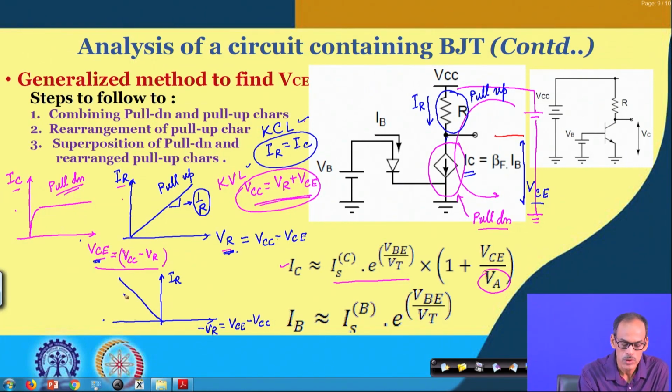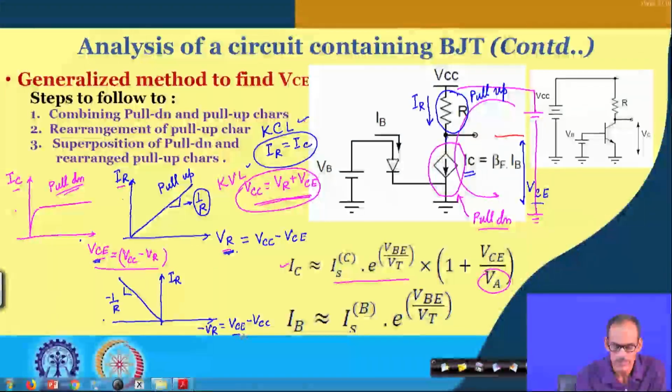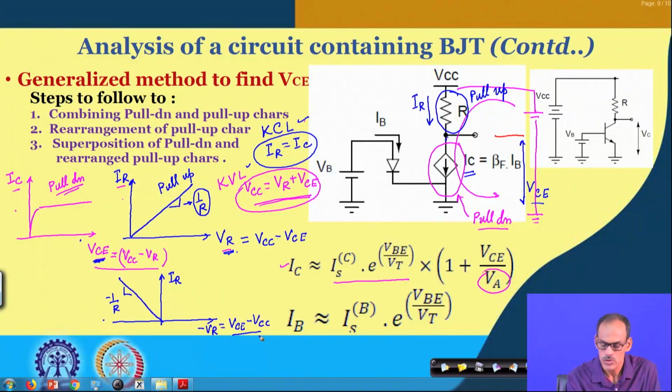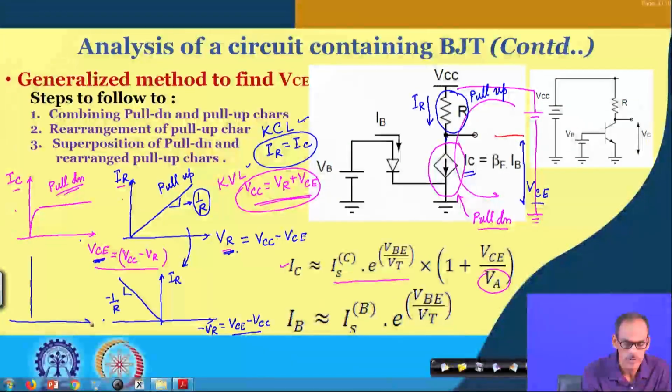So, the slope of this characteristic, namely the pull up characteristic in this graph, will be 1 by R, but of course with a minus sign. Now, this x axis of this graph is still not consistent with VCE, as it has the minus VCC part. So, what we can do is add VCC here and get rid of this VCC. So, now let us do the further rearrangement. We have rearranged this graph here, and still it is not consistent. So, let me further rearrange this pull up characteristic. So, IR versus, instead of minus VR, let me observe VCC minus VR.